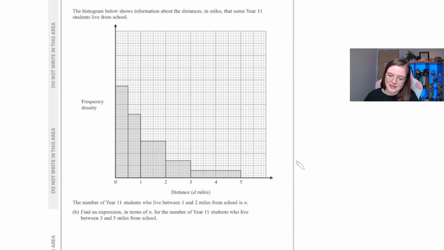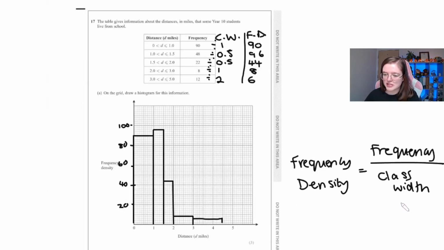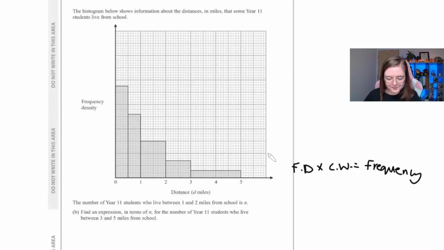Remember, frequency density multiplied by the class width equals frequency, using the equation we saw on the other question. If I go back one, this equation here, just times that up there to get frequency on its own. So that is the area of a bar, because that's the class width times the frequency density. So between 1 and 2 miles, that's this bar. So that makes that n.